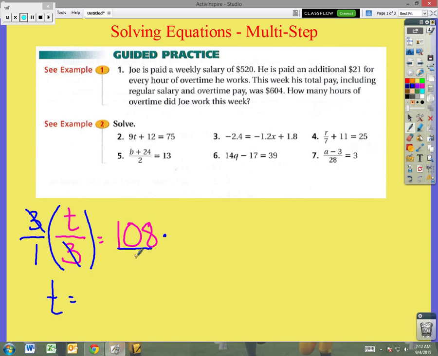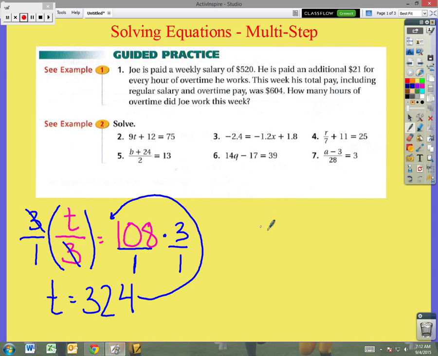I can set this up as a fraction if I'd like, putting 3 over 1, and obviously 1 times 1 is 1. Now we multiply 108 times 3. That's 24, that's 2, and that is 3. That is 324. And again, the easy way to check this is to substitute the value 324 for the variable t.